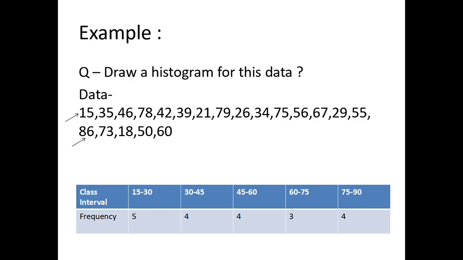the class interval and frequency: if you take 15 to 30 class interval, then frequency is 5. 30 to 45 class interval, the frequency is 4. 45 to 60 class interval, the frequency is 4. 60 to 75 class interval, the frequency is 3. 75 to 90 class interval, the frequency is 4 in this data.